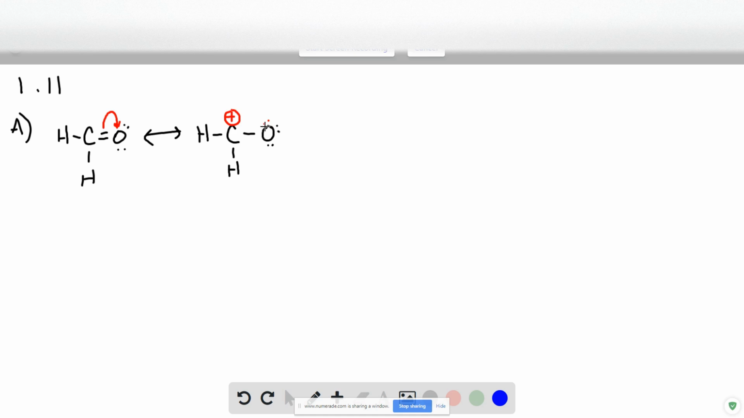This oxygen has 7 electrons nearby it, 3 lone pairs of electrons, and 1 from this carbon-oxygen single bond, while oxygen normally only wants to have 6 electrons nearby it. This means that our oxygen has a negative formal charge. This is the complete answer to problem 11, part A.